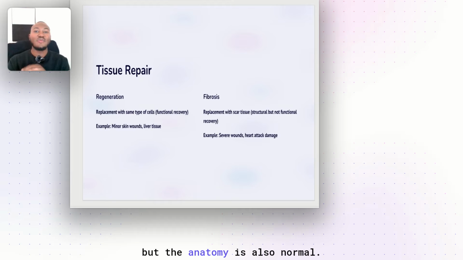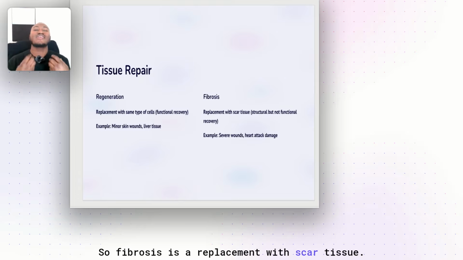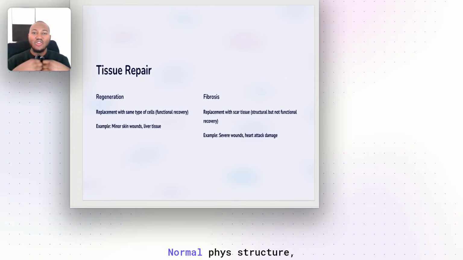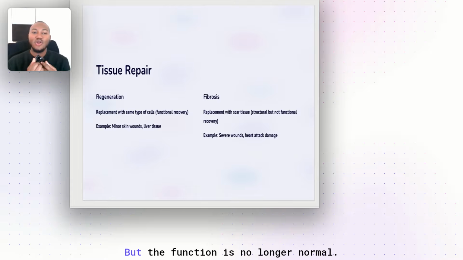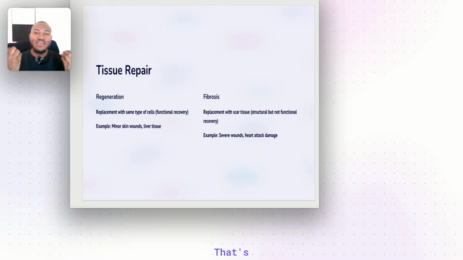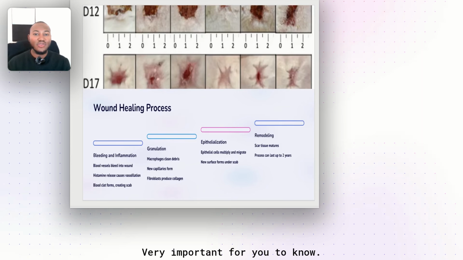The physiology is normal, and the anatomy is also normal. But fibrosis, the anatomy is normal, but the physiology is not normal anymore. So fibrosis is a replacement with scar tissue. You understand? Normal structure, anatomy, but the function is no longer normal. That's functional replacement. All right? Very, very important for you to know. Like severe wound, like heart attack. Very important for you to know.